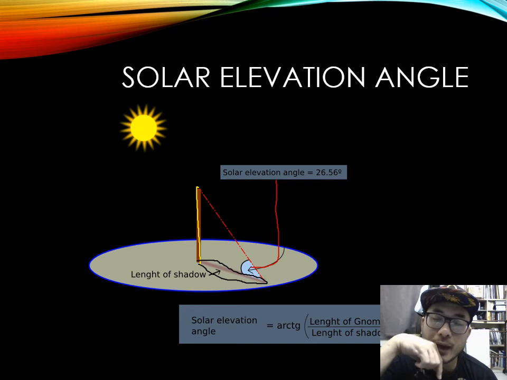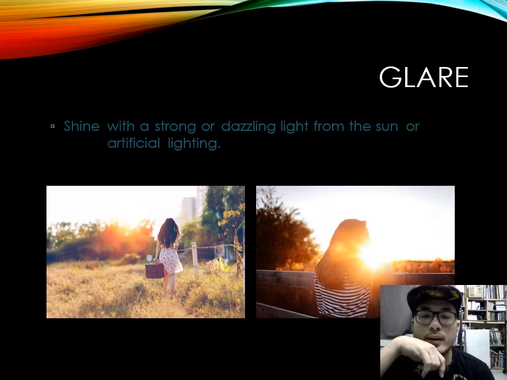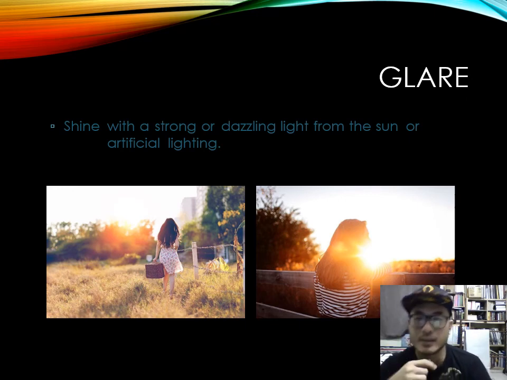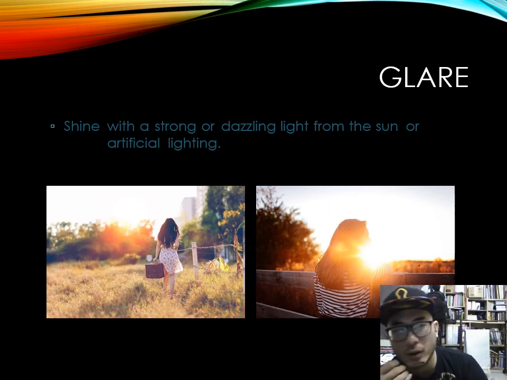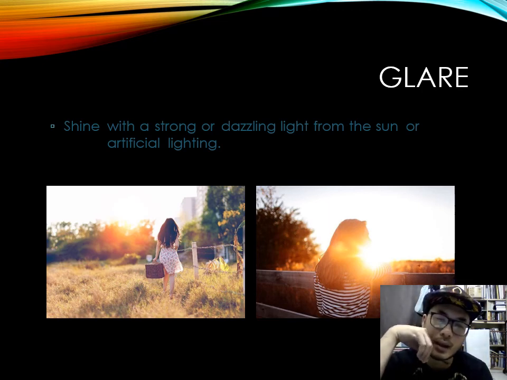It will give a very different kind of experience to human behavior. What will happen when the solar elevation angle is very low? You will get glare. Glare is shining with a strong or dazzling light from the sun or artificial light. This glare will have a big impact on human behavior and human activity.